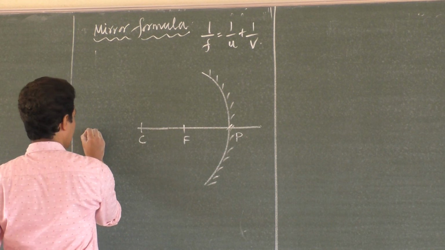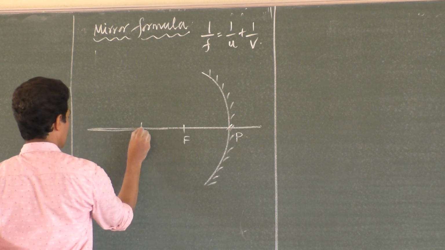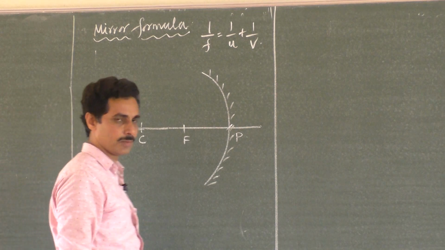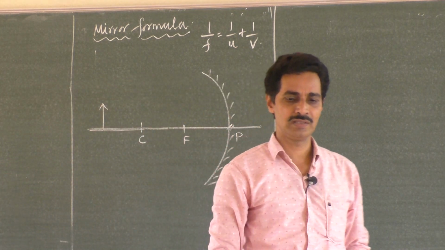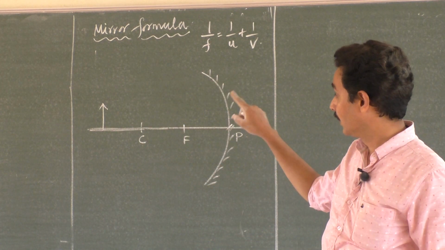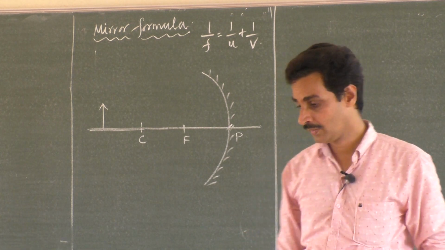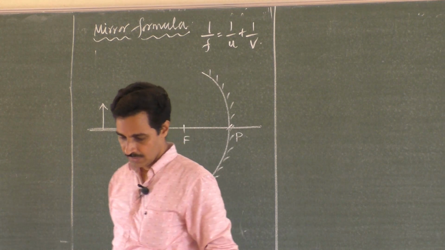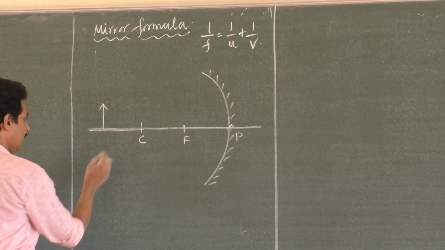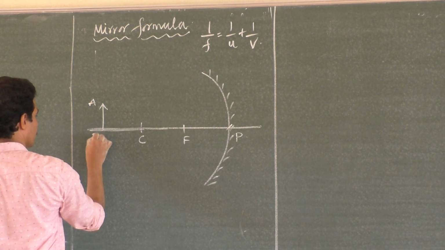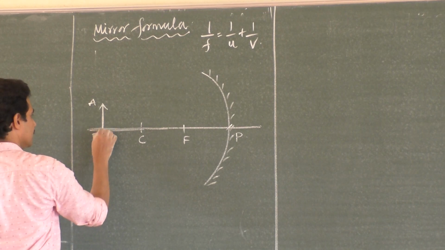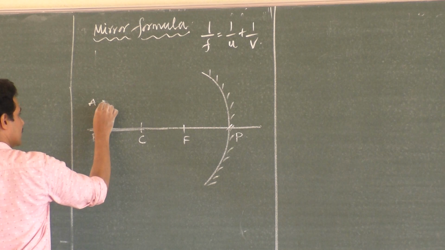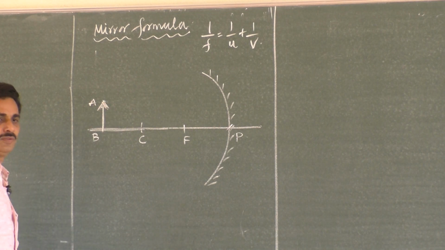Okay, now take an object here, like a candle flame, or symbolically I will represent the object. In order to see whether the image is erect or inverted, I give an arrow to the top. I will call it the flame. This is the flame part, this is the candle part. Okay, so this is an object. I will name it AB. AB is an object kept at a certain distance u, and all the distances can be marked later on.